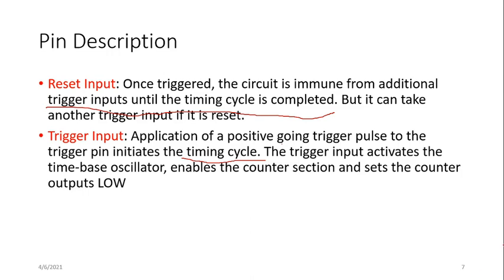So remember, the trigger input activates the time-base oscillator present inside it. It enables the counter section and it sets the counter outputs low. So these three things are done by the trigger input. Whenever the trigger input is given to IC2240, it is going to initiate the timing cycle. How will it initiate the timing cycle? By activating the time-base oscillator, by enabling the counter section, and by setting the counter outputs low.